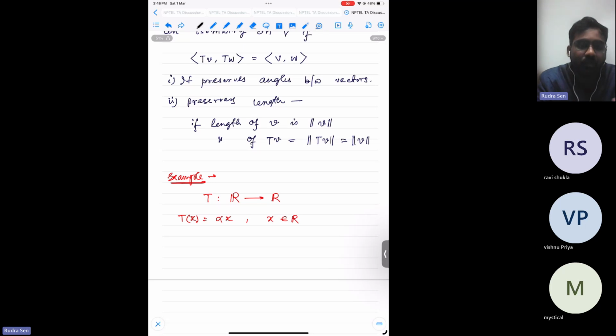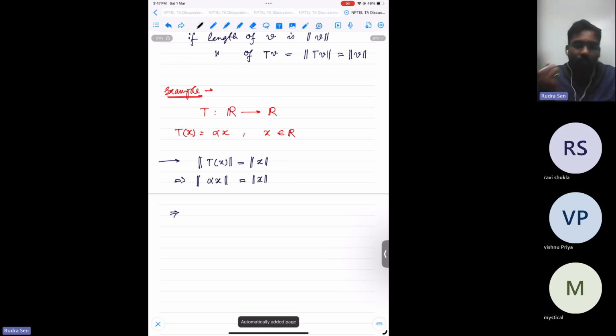Did you understand my question? When we apply this linear transformation on a vector, it is multiplied with alpha. So what should be the value of alpha so that this becomes an isometry? It is very easy, you can check intuitively. What is the rule of isometry? The norm of T of x should be the norm of x. So the norm of T of x is the norm of alpha x, which should equal the norm of x.